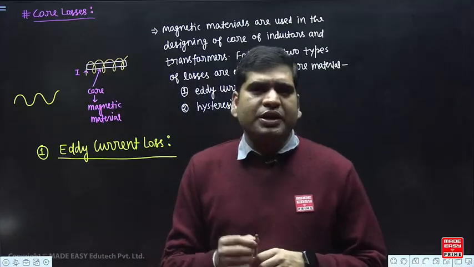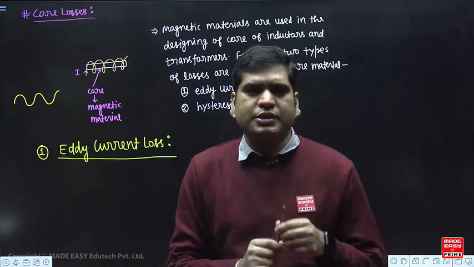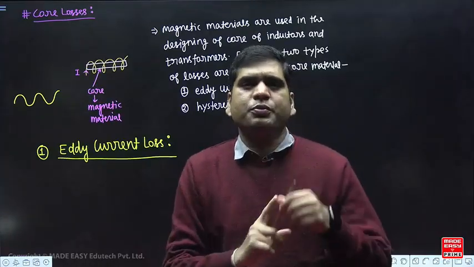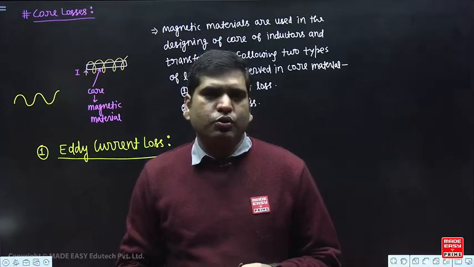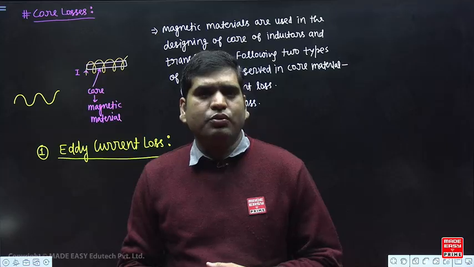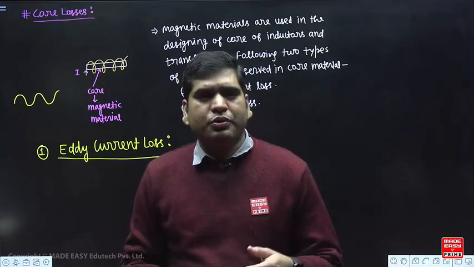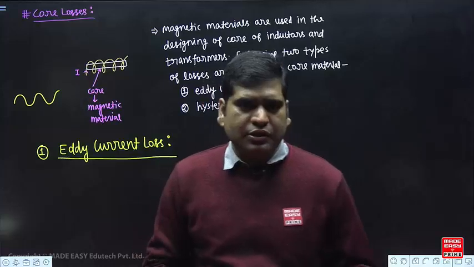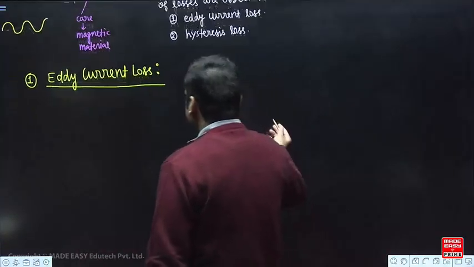Since the core is a metal, if any EMF is induced, that will lead to a flow of current. So a circulating current flows on the surface of the core material. Such circulating currents are known as eddy currents. They are unwanted because we do not want any current in the core. These unwanted eddy currents contribute a loss in the core material, known as eddy current loss.